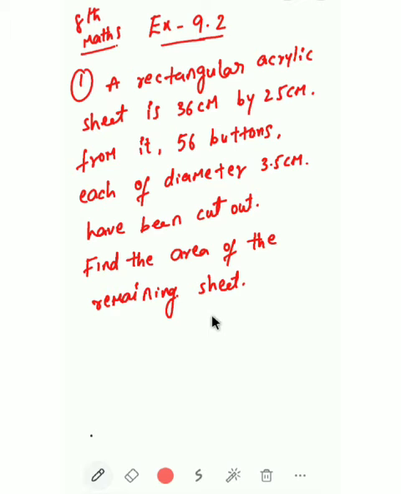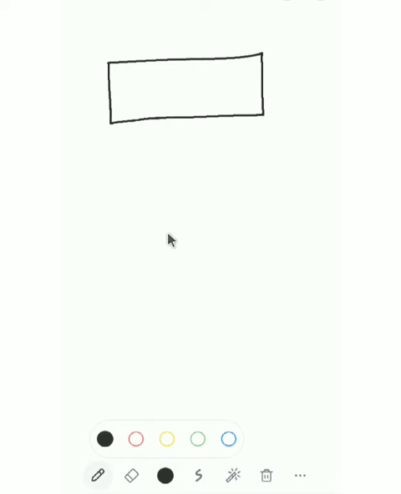Let us understand the question first. So for that, I am taking a new board. Suppose you have this rectangular acrylic sheet. What is the length and breadth given? Length is 36 centimeters, and this is 25 centimeters. Suppose from that, circular buttons are cut out. What is the diameter of the buttons?